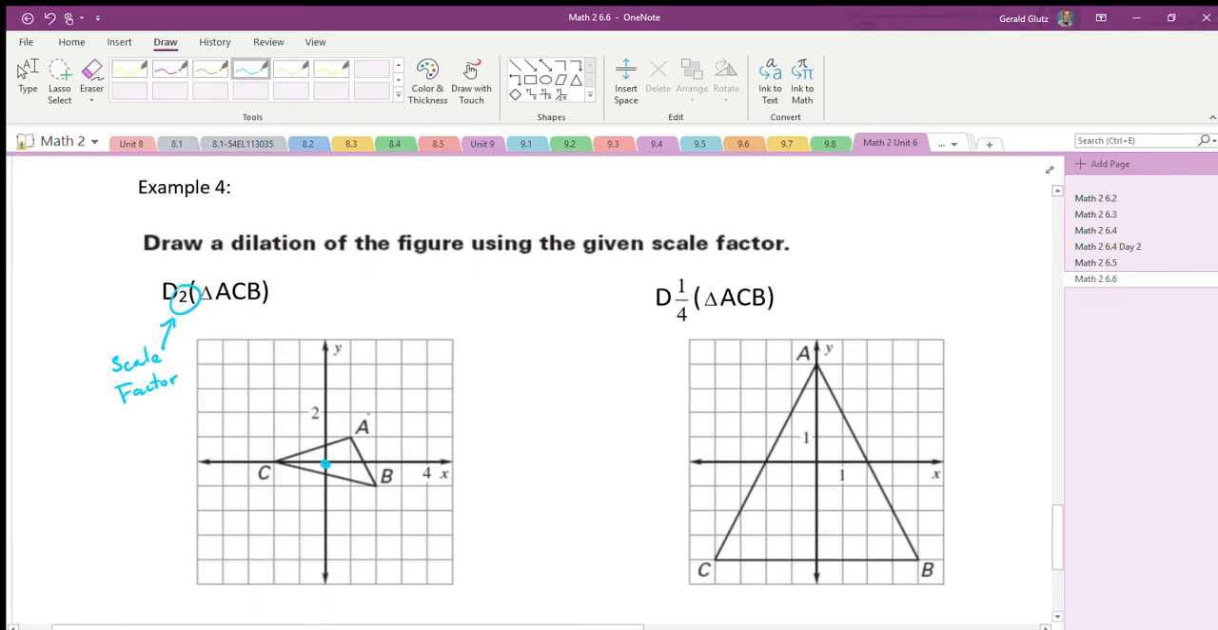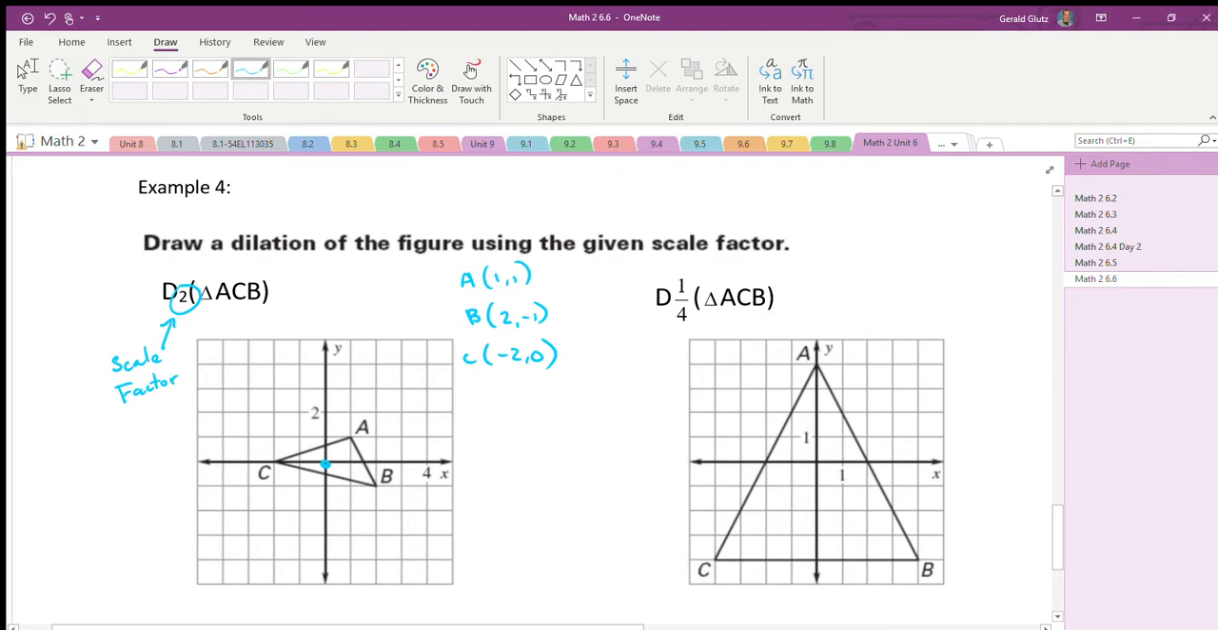So we need to look, do these points have primes on them? They do not. It's just A, B, and C. So that means this is our pre-image, our original shape. So I need to find the new one, the image. So I have to multiply each side by 2. One way to do this is to figure out each point. A is at 1, 1, so right 1 up 1. B is at right 2 down 1, so 2, -1. And then C is at -2, 0.